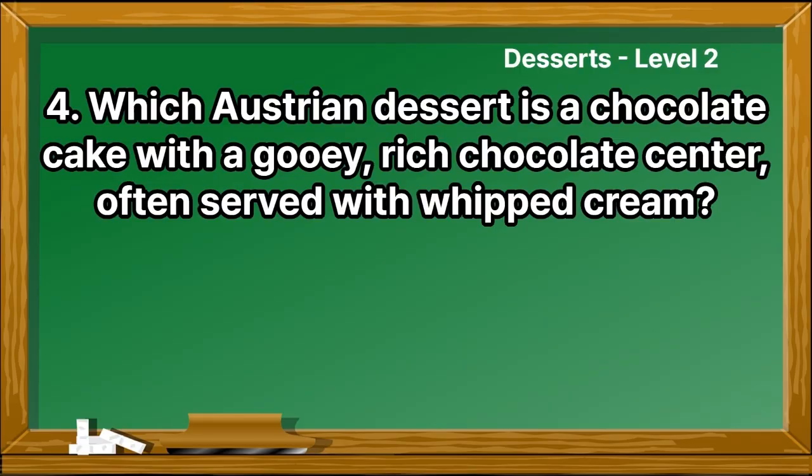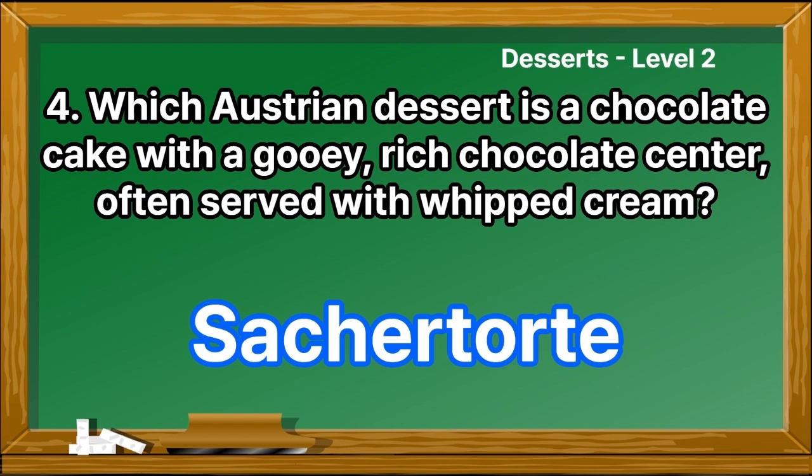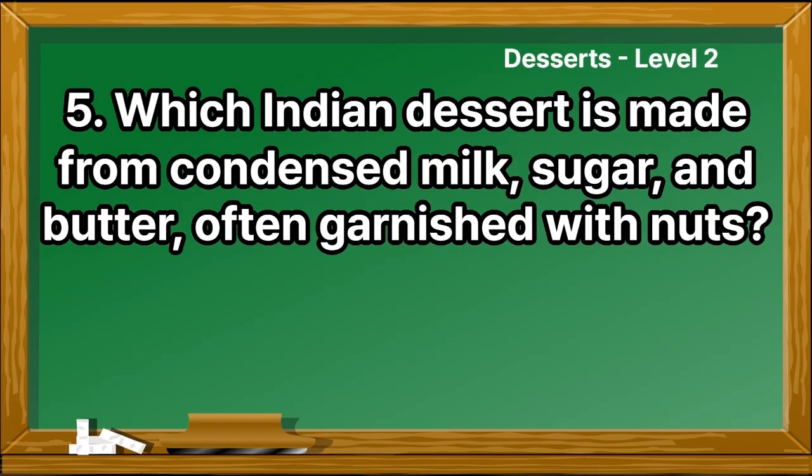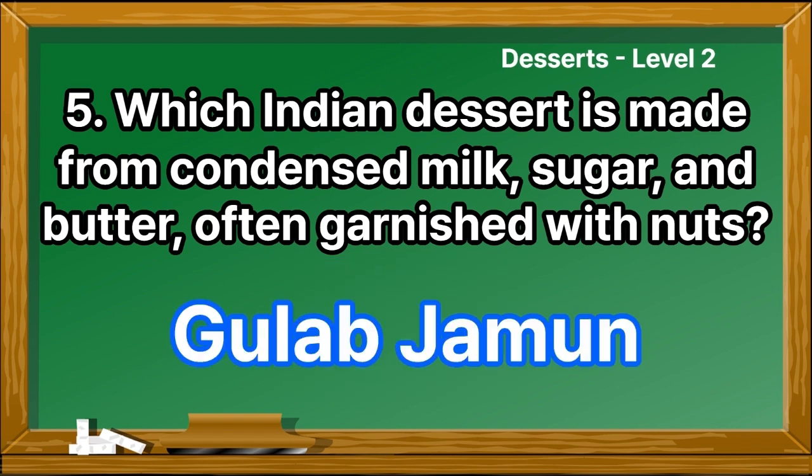Which Austrian dessert is a chocolate cake with a gooey, rich chocolate center, often served with whipped cream? Sachertorte. Which Indian dessert is made from condensed milk, sugar, and butter, often garnished with nuts? Gulab jamun.